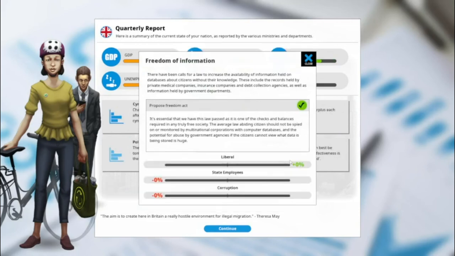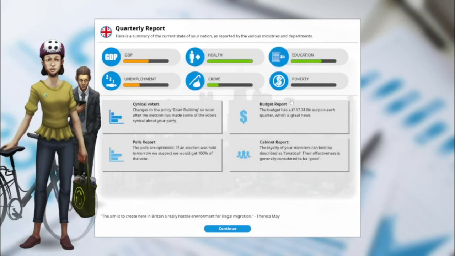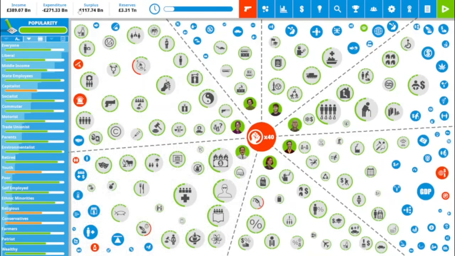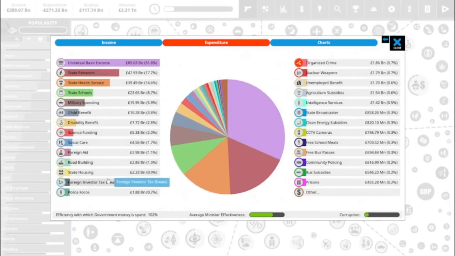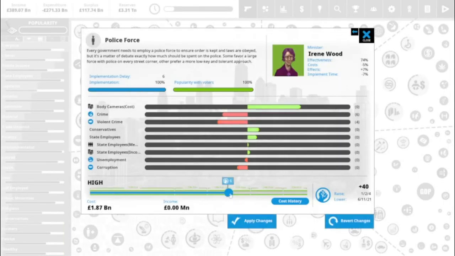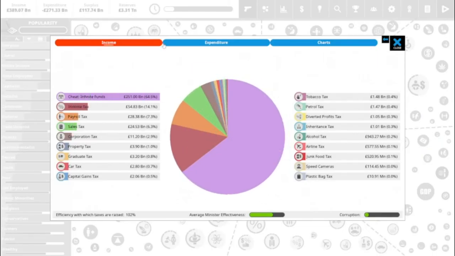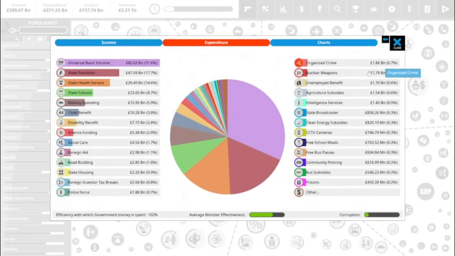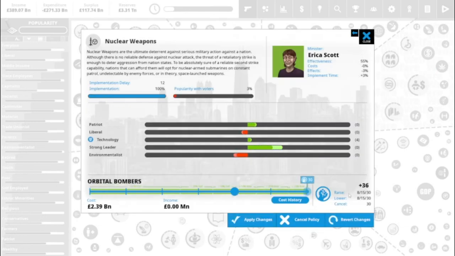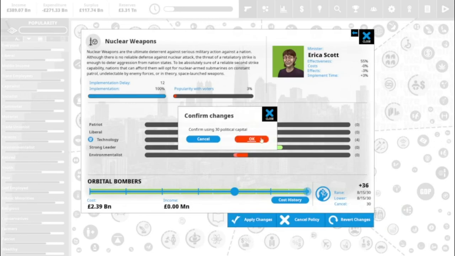Freedom of information. Absolutely. You can see that we're cheating. Change the road building so soon after the election is cynical. It's not cynical. We're just happy. Police force, maximum. Can we spend infinite money? That is the thing. Organised crimes cost us a lot. Nuclear weapons, orbital bombers. Why not?